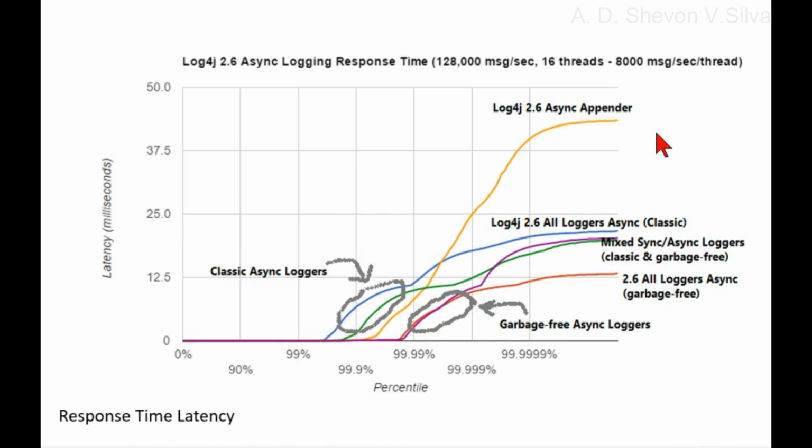Under a workload of 128,000 messages per second using 16 threads, each logging at a rate of 8,000 messages per second, we see that Logback 1.1.7 and Log4j 1.2.17 experience latency spikes that are orders of magnitude larger than Log4j 2.